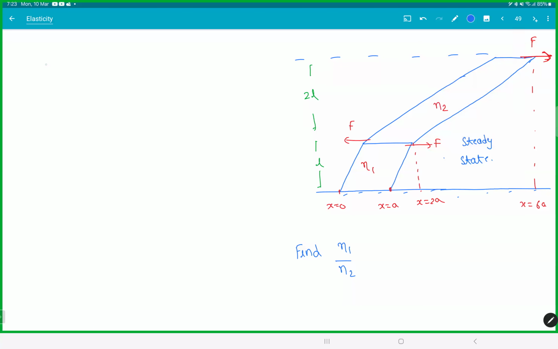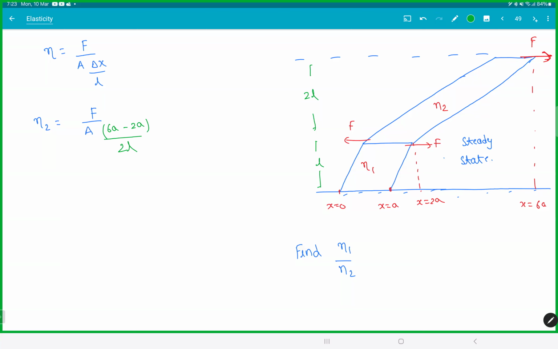Now for the upper part, look at the formula. Eta is given by the tension, the force parallel to the area, by delta x by L. So for eta 2, force is F, area is A. What is delta x? The displacement between this upper layer and this layer, isn't it? Now here it is given, this is 6A and this is 2A. So this is 6A minus 2A, that is the displacement between this point and this point, by the distance between them, which is 2L. Is that making sense, everyone?